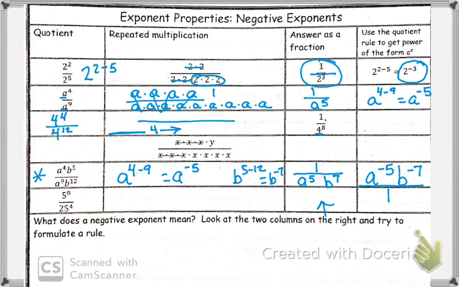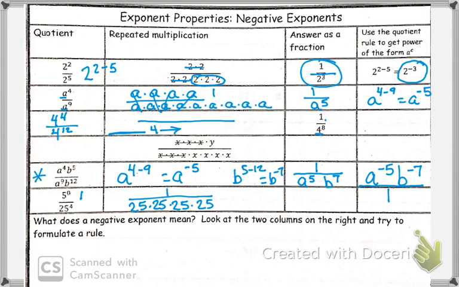Okay, so now let's try the next one. Notice we have 5 to the 0 power. 5 to the 0 power, or any number raised to the 0 power, as you recall, is 1. And then 25 to the 4th, that is saying 25 times 25 times 25 times 25.